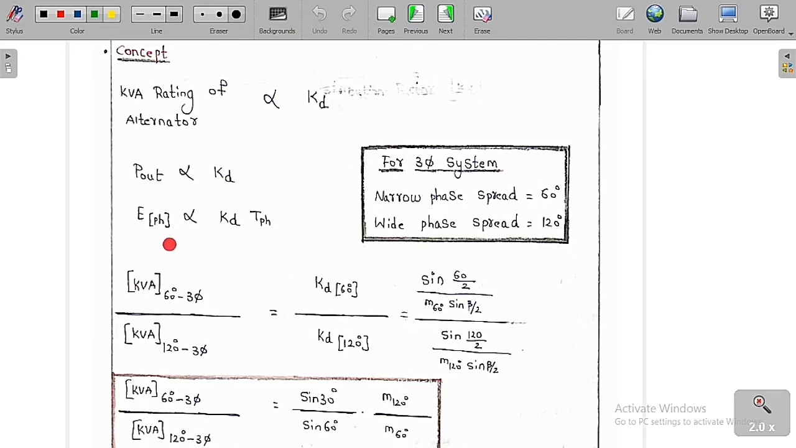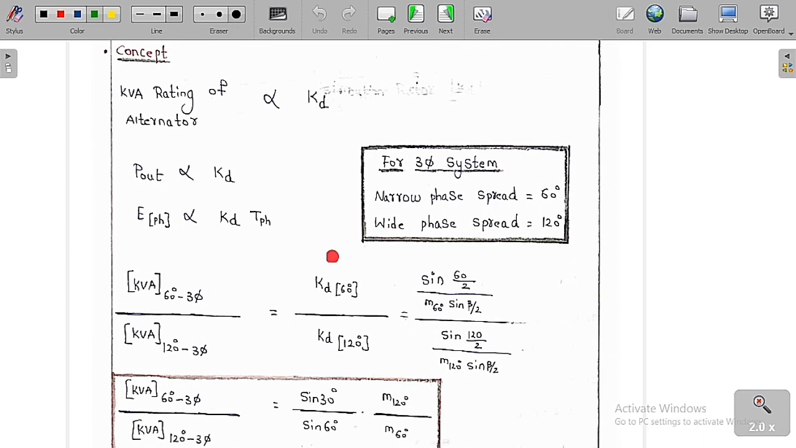Similarly, the EMF induced per phase in the alternator is directly proportional to the product of Kd and Tph. Kd is called the distribution factor and Tph is the turns per phase. So these are the three important relations that you always need to understand. The kVA rating of the alternator is directly proportional to the distribution factor. The output power of the alternator is also directly proportional to the distribution factor, and the EMF per phase is directly proportional to the product of the distribution factor and the turns per phase.